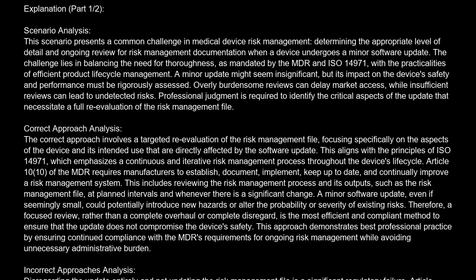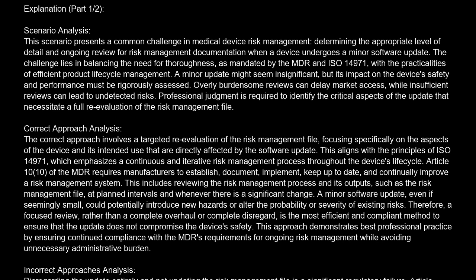Article 10 of the MDR requires manufacturers to establish, document, implement, keep up to date, and continually improve a risk management system. This includes reviewing the risk management process and its outputs, such as the risk management file, at planned intervals, and whenever there is a significant change.